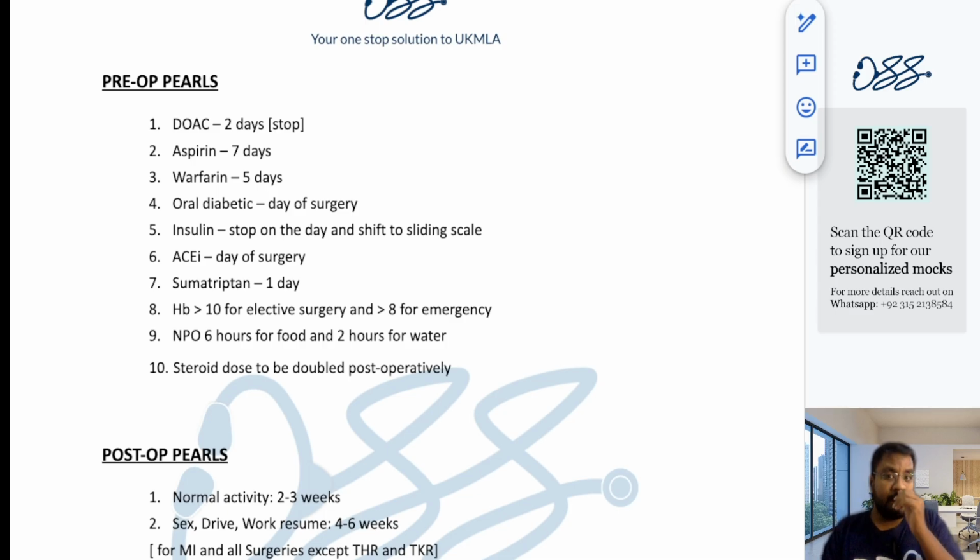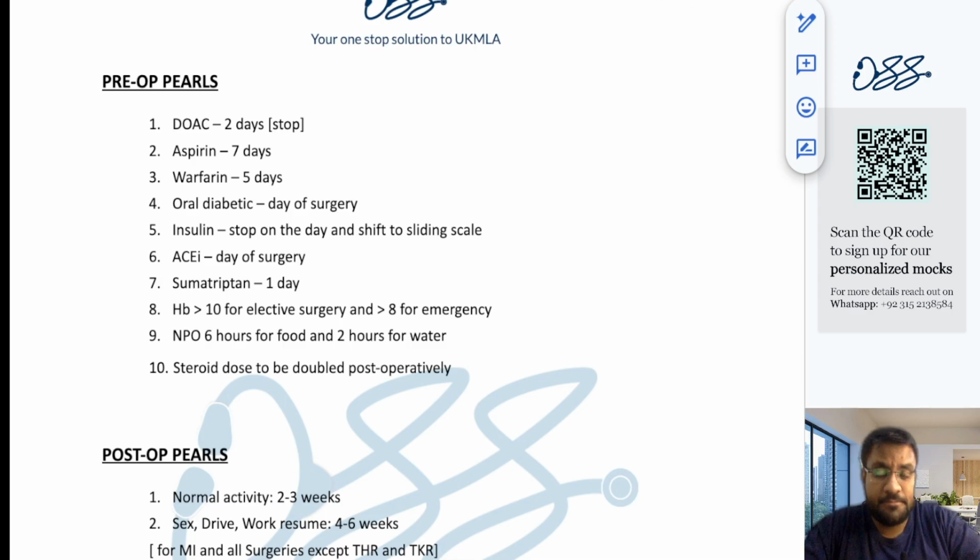Then you start the IRMAS protocol. The I would be investigations. You name all the relevant pre-op investigations: baselines, blood clotting profiles, infectious markers, hepatitis B, hepatitis C, HIV, and all those tests that are important for the surgery: chest X-ray, ECG, echocardiogram. If somebody is more than 40 years of age, they need cardiac fitness. They need ECG and echo as well, just to make sure that cardiac fitness is there.